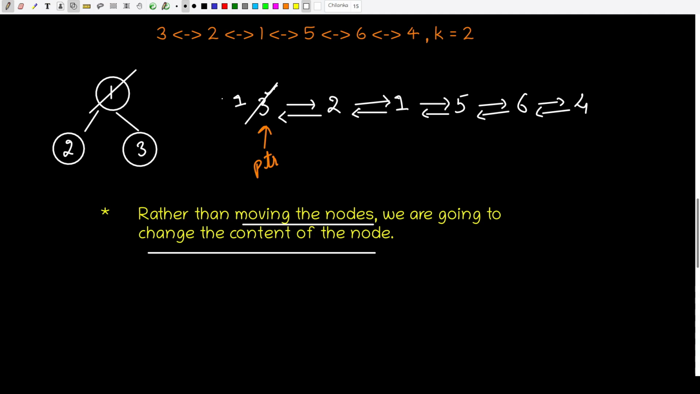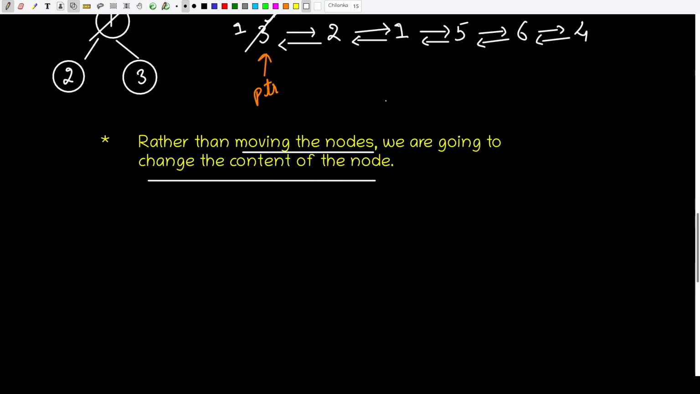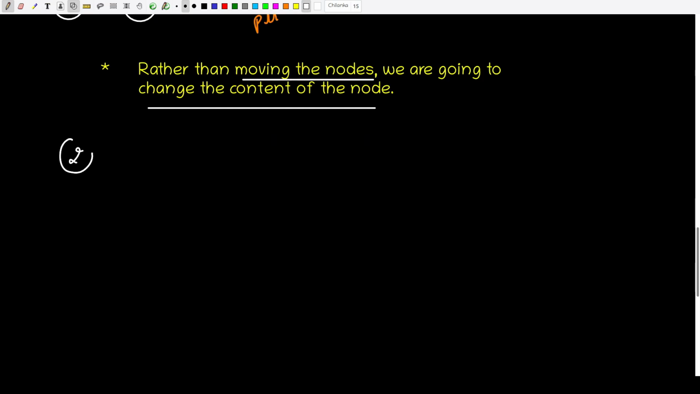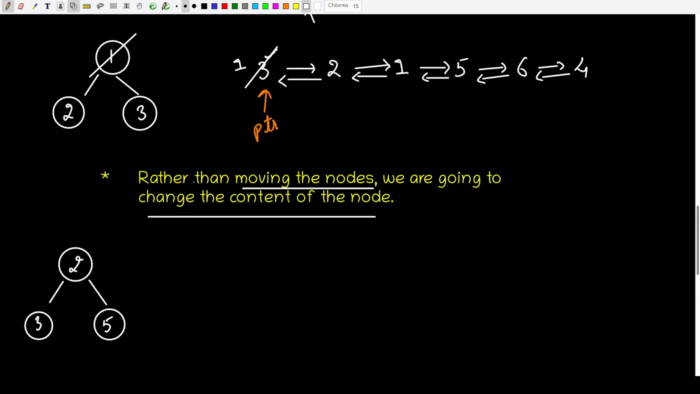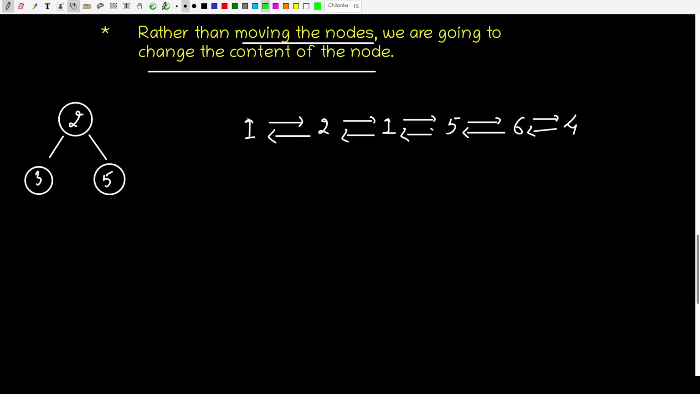And then let's push another element onto the priority queue. The next element is 5, so let us push 5 onto the priority queue. After pushing 5, the priority queue looks something like this, and the doubly linked list looks something like this. And folks, as you can see, the content of this node has been changed to 1. After changing the content of the node, we are going to move PTR to the next element.